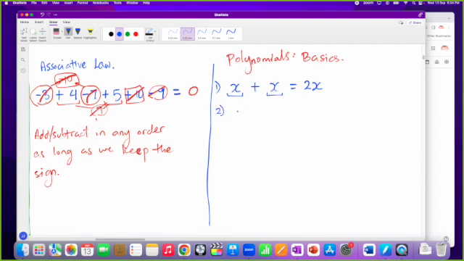Number 2. What about this? 2 multiplied by x. Shreya, can I do this multiplication? Sydney, what will I get when I take 2 and multiply it by x? 2x. Yes, 2x. All right.